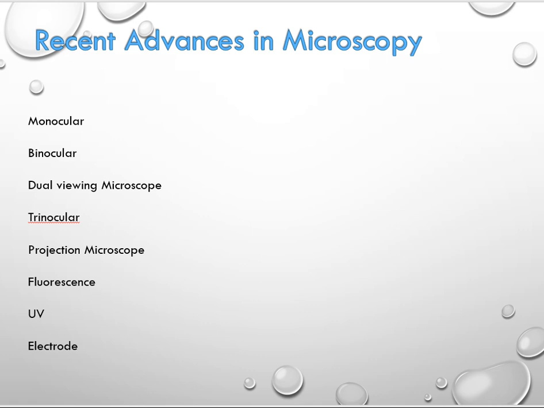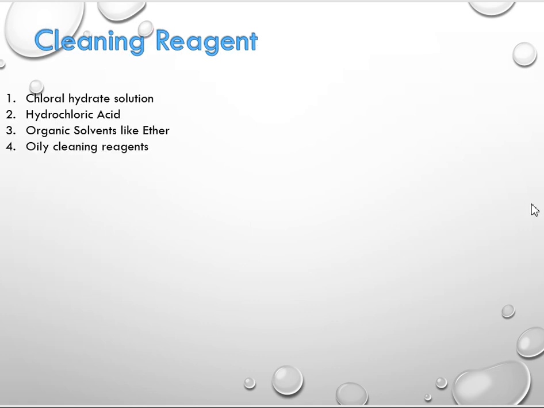All right, now we have certain clearing agents. In order to clear the specimen properly, we use chloral hydrate solution, hydrochloric acid, organic solvents like ether, oily cleaning reagents. Most of the time it is asked in your MCQs, what are the cleaning agents, and also in your viva. That is your chloral hydrate solution, hydrochloric acid, organic solvents like ether, oily cleaning reagents.